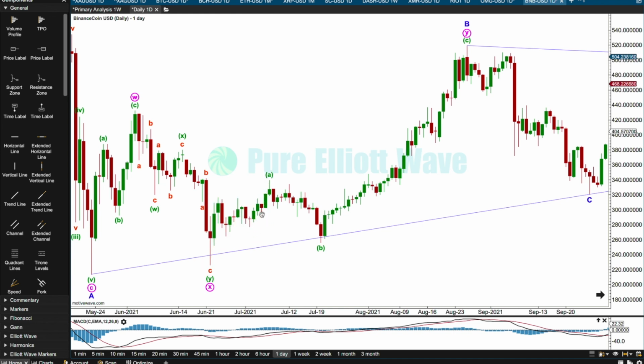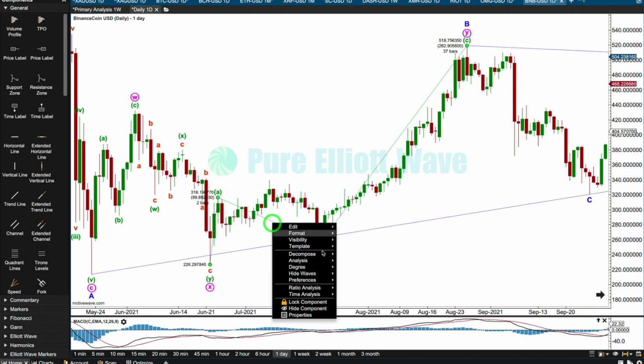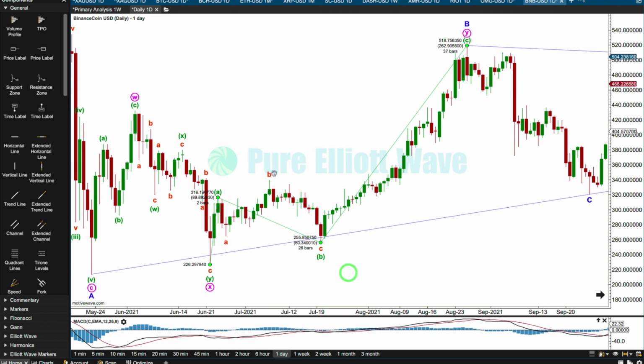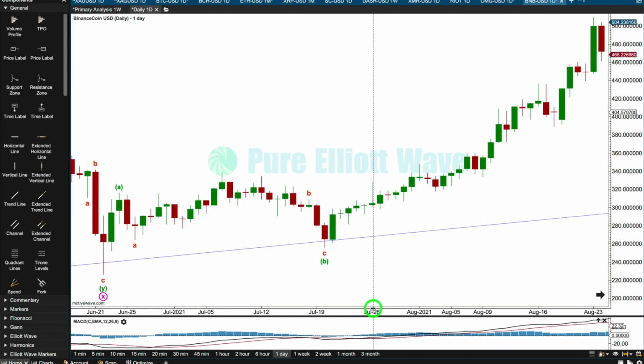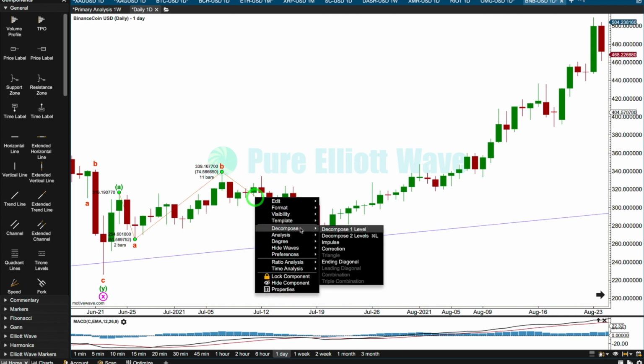What is this? So what if A ended here and B is an expanded flat? That actually looks okay, except now C's a bit of a problem. What if B was over here? Is it 90% the length of A though? I'm just considering B as a triangle. Let's calculate the length of subminuet B to A. No, it's less than 90%, so that can't be valid. Is C an ending diagonal?